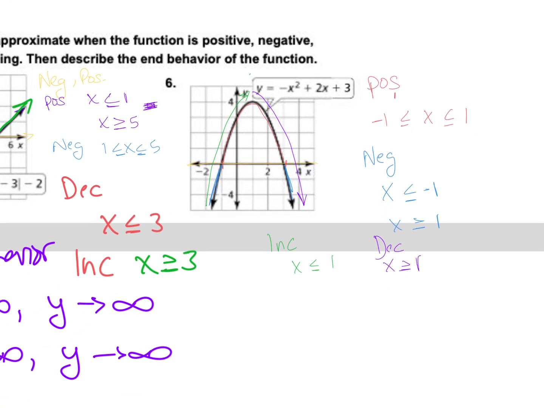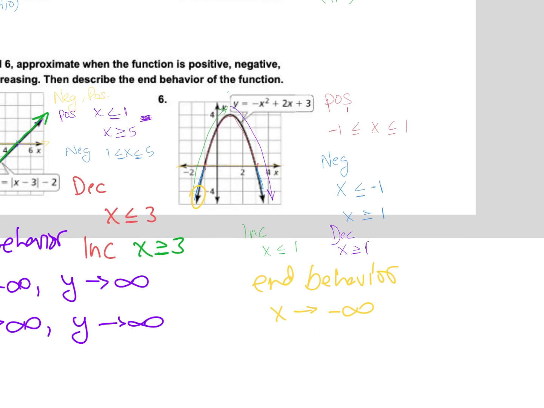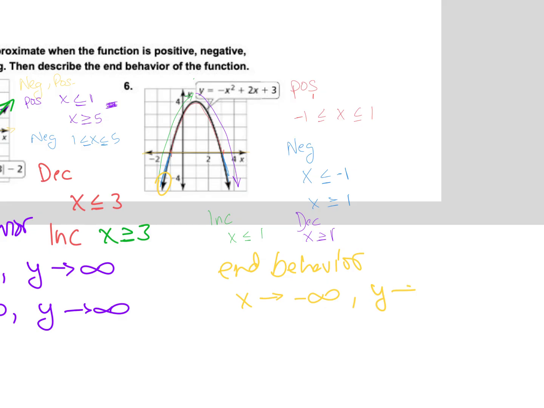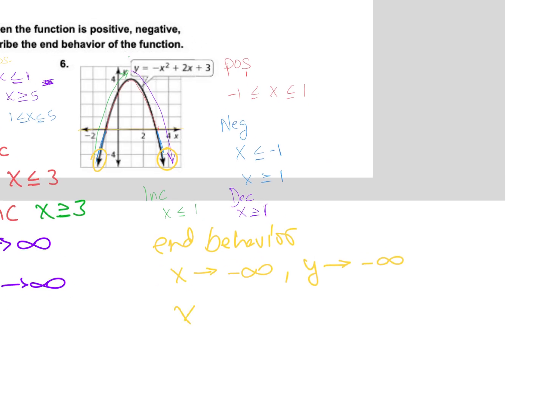And then now the end behaviors. End behavior. So this one is where x is approaching negative infinity, and that's also where y is approaching negative infinity. Again, we're going forever that direction, and we would be forever going down as well, just following that arrow. And then the other one over here, as x approaches infinity, y is also approaching negative infinity. Going this way forever, going down forever.